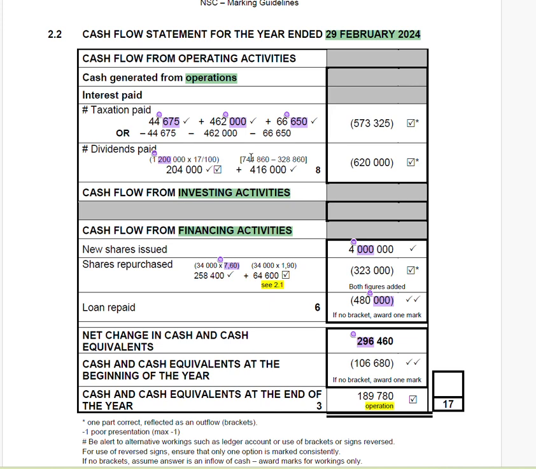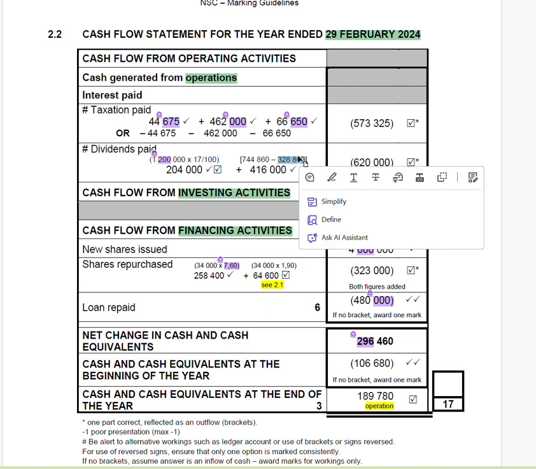744,860. However, the other part of this amount was only declared at year end. So what does that mean? It means they only told the shareholders, but they have not physically made payment to the shareholders. For that reason, we need to subtract the amount that is declared. So this amount was only declared during the year ended 29 February 2024, and therefore it doesn't affect our cash flow or our bank. For that reason, we're going to have to subtract it.